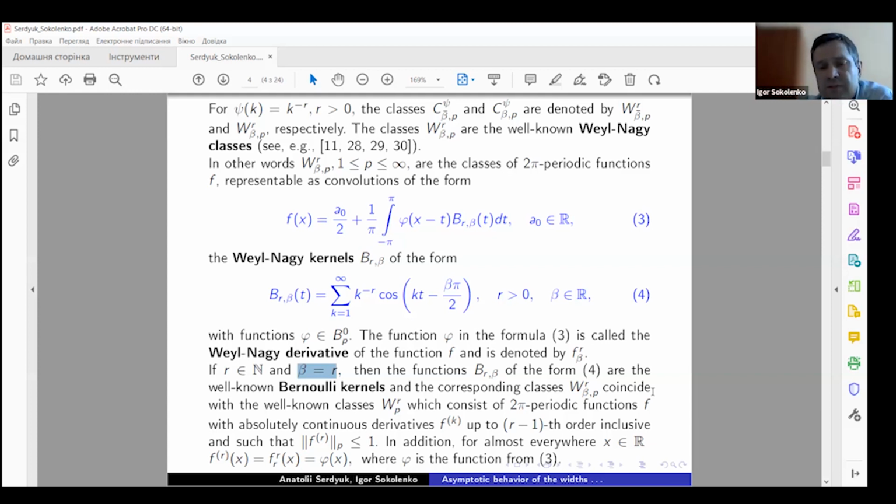and the corresponding classes W^r_{beta,p} coincide with the well-known classes W^r_p, which consist of 2π-periodic functions f with absolutely continuous derivatives f^(k) up to order r minus 1 inclusive, and such that the L_p norm of the r-th derivative is not greater than 1. In addition, for almost every x, the r-th derivative of f at x is equal to phi of x, where phi is the function from 3.